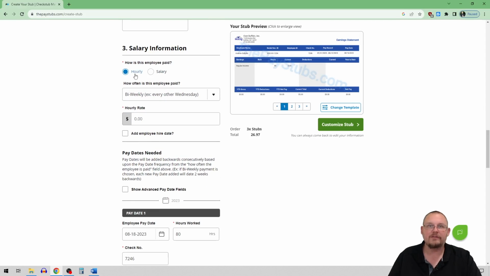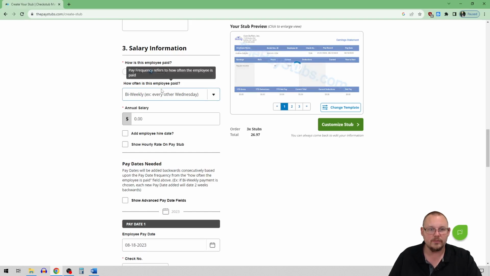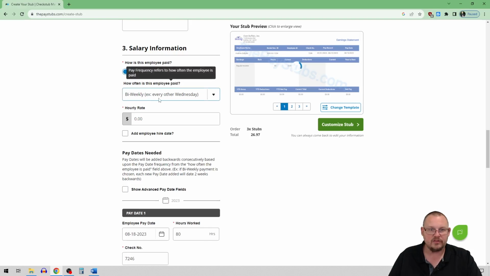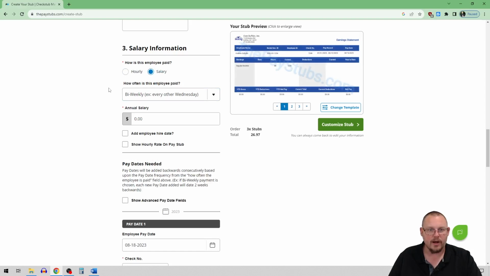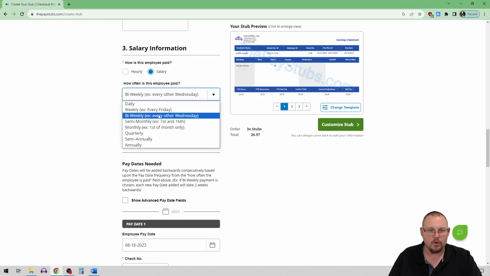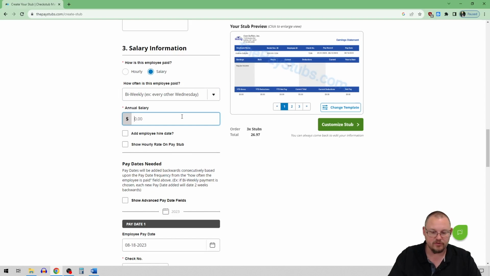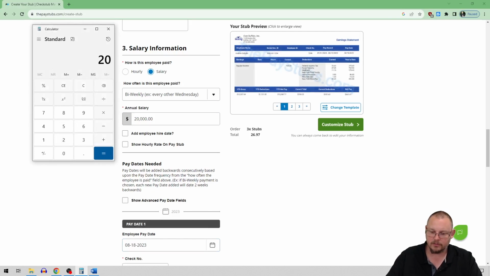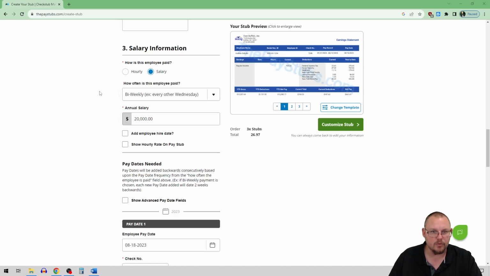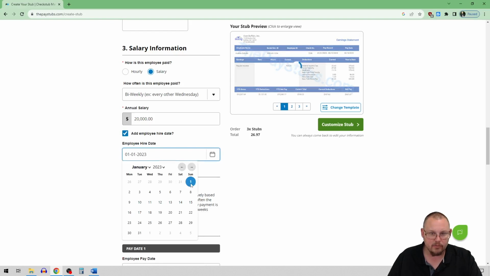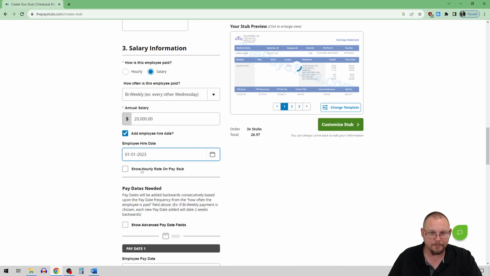Now you can either set yourself up as an hourly employee or a salary employee. Let's go ahead and leave me in as an hourly employee. Now let's make me salary. Why not? How often is this employee paid? We're going to say that I get a salary of $20,000 every 2 weeks, which, if I remember correctly, I think comes out to a cool $1 million a year. I'm pretty sure I can live on $1 million a year, so that sounds like an appropriate salary. You can add an employee hire date. Let's go ahead and say that I was hired at the beginning of this year.